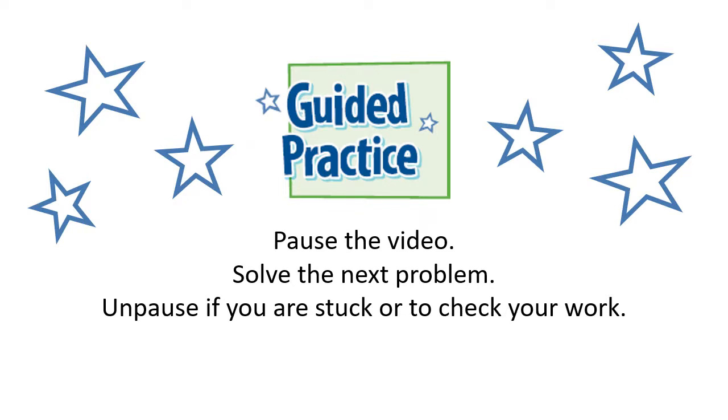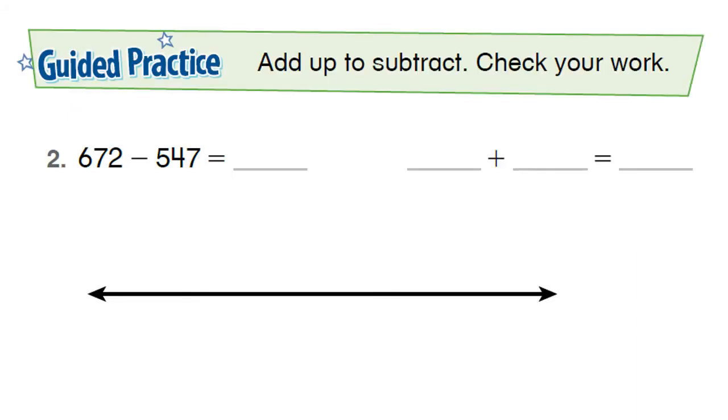Pause the video, solve the next problem, unpause if you are stuck, or to check your work. This is number 2 of the guided practice. 672 minus 547 equals what? So we're going to start with the subtrahend, the smaller number, because we're going to be adding up. And when we add, we move to the right on our number line. So we're going to start with 547 on the left. We're going to add hundreds first.